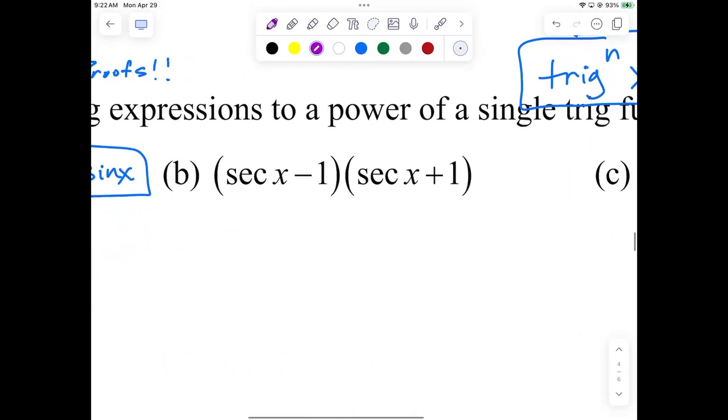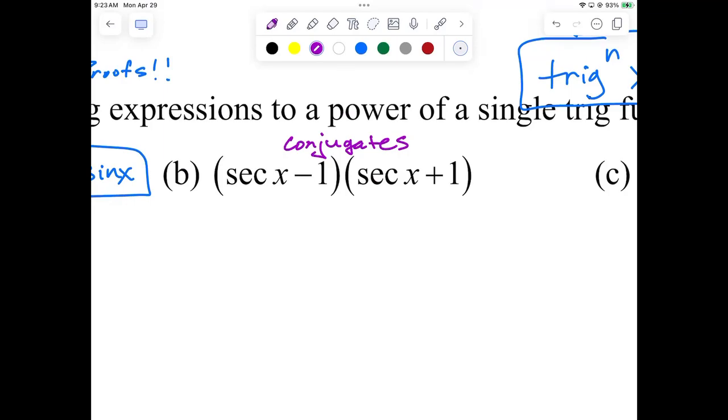All right, letter B. Secant of x minus 1 times secant of x plus 1. I'm trying to simplify this down to a single power of a single trig function. Anybody see anything that we could do? That is a difference of squares. These are both conjugates of each other, right? So you want to recognize that. Something plus 1 and something minus 1 are conjugates. What happens when you multiply two conjugates together? As Peyton said, you get a difference of squares.